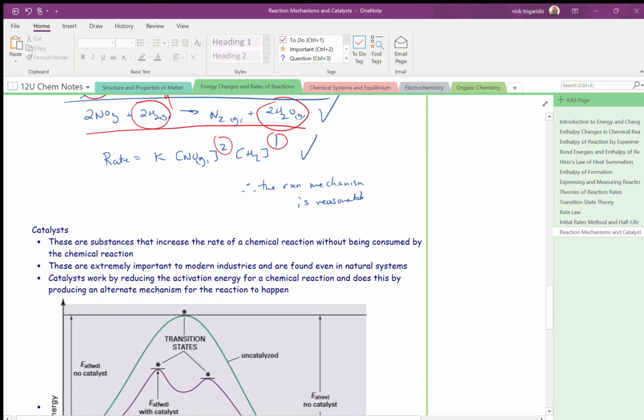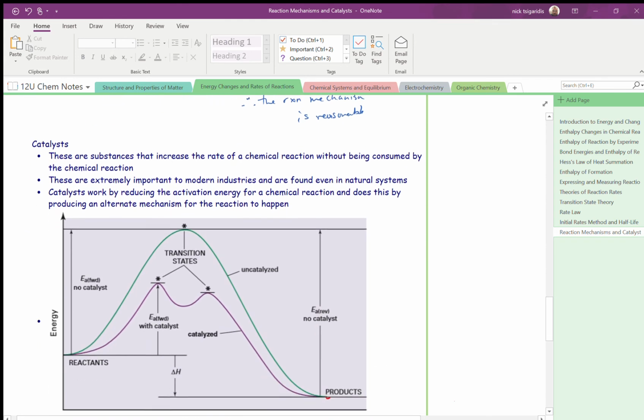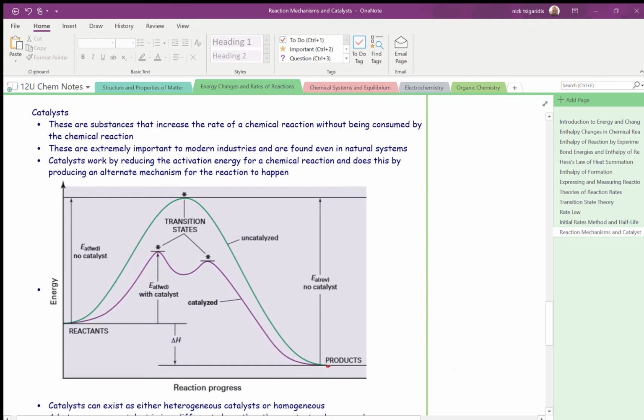Now, how does this play into catalysts? So we talked a little bit about catalysts. We mentioned in class that catalysts are chemicals that can be added to a particular system that are not consumed. They don't take part in the chemical reaction. Whatever you put in, you're going to get out, and they make the reaction go faster. Well, how do they do that?